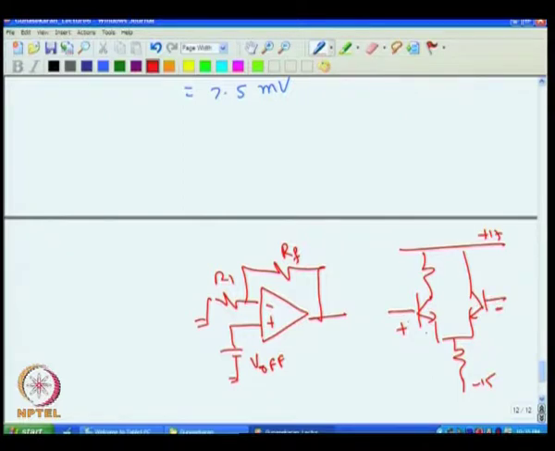The base-emitter voltage difference between these two transistors: this base-emitter voltage minus this base-emitter voltage. If both are equal, then the offset voltage is 0, but there is a small difference between the two base-emitter voltages, and that is actually coming as the offset voltage.